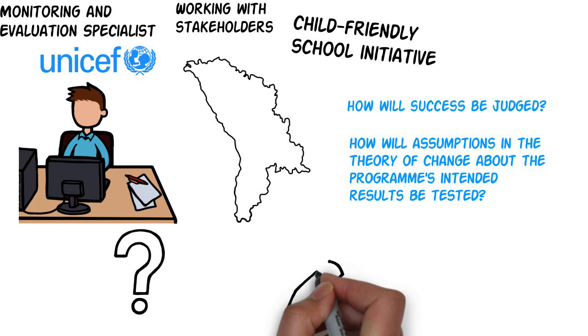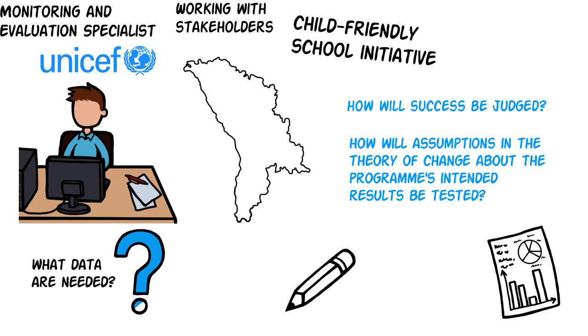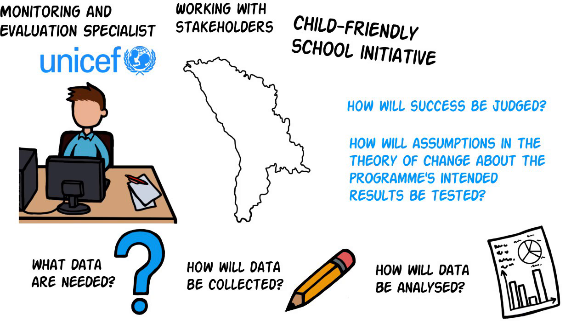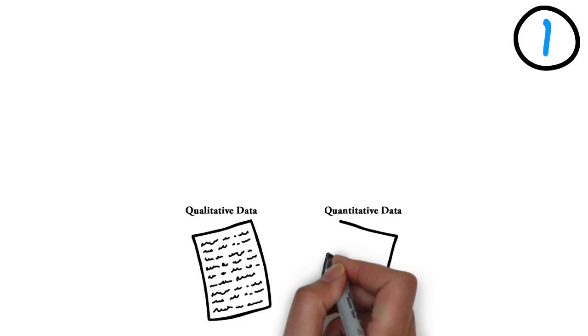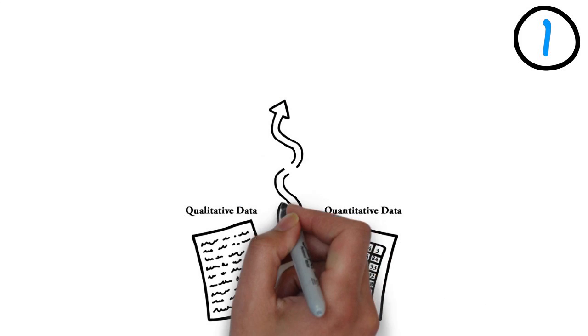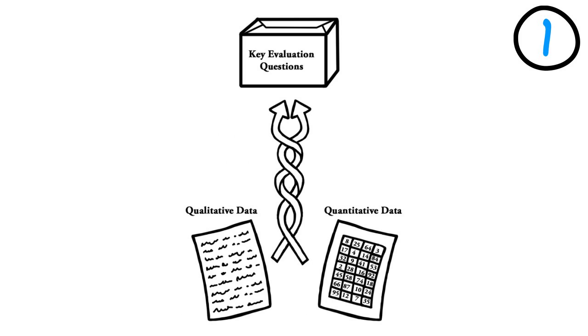Vadim now needs to sit down with his team and decide what data are needed, how to collect them, and the best way to analyze the data to answer the key evaluation questions. There are 4 things they need to bear in mind. First, it is most likely that they will need a mix of qualitative and quantitative data from different sources to increase the credibility of the findings and answer the key evaluation questions.